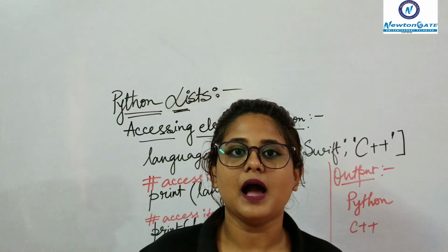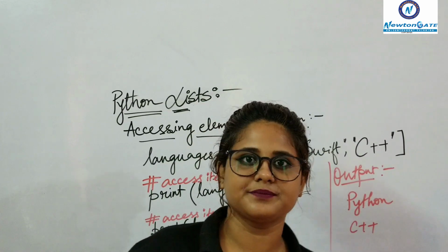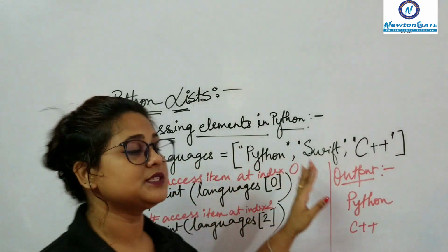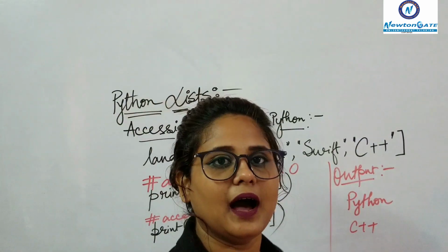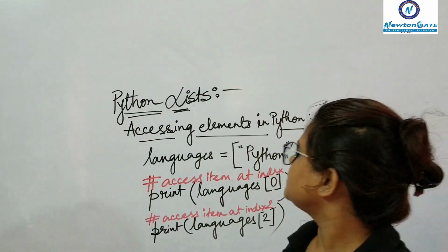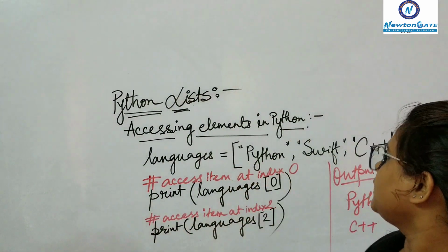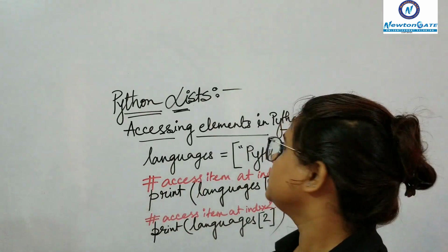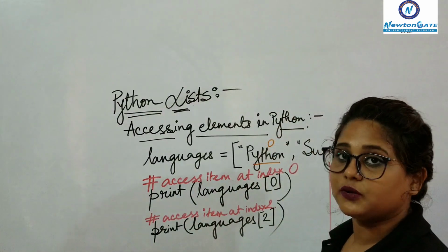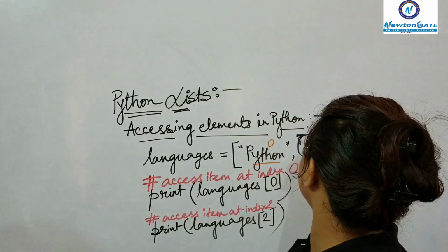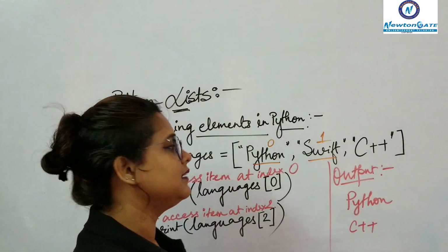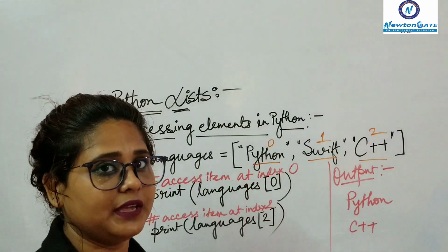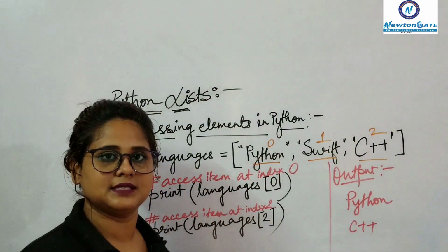Now let's move into accessing Python list elements. So look here. This is my list: languages, Python, Swift and C++. These three are my elements in the Python list. So how to access the elements? Here there are similar indexing techniques as in strings. The first element will be at the 0th position, the second element at the first position and the third element at the second position.